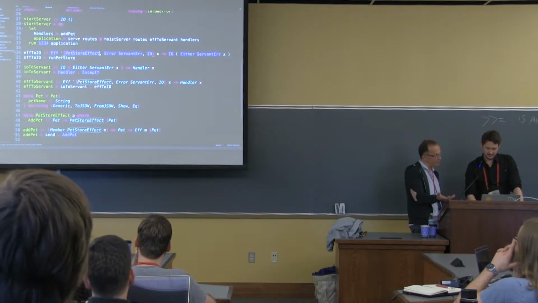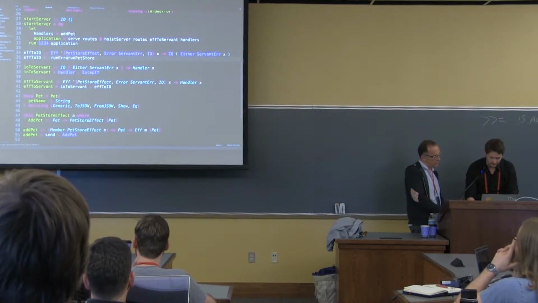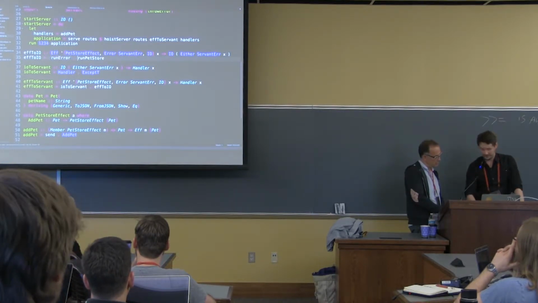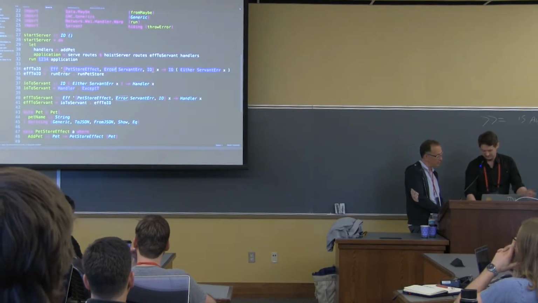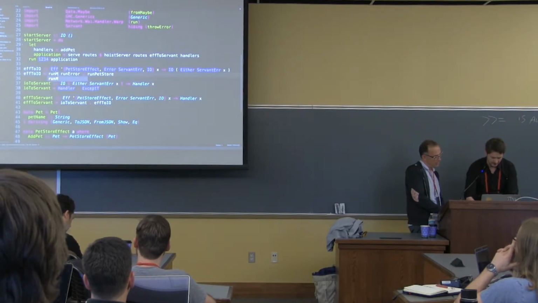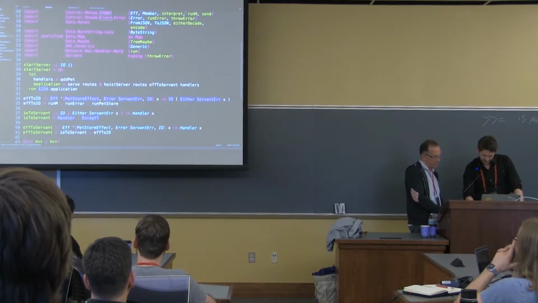One will handle the pet store effect. We need run pet store first, and then we need run error, which comes from F itself, from the library we're importing. There we take care of whatever error we can throw. And then run M, which takes care of IO. We're getting that from freer as well.